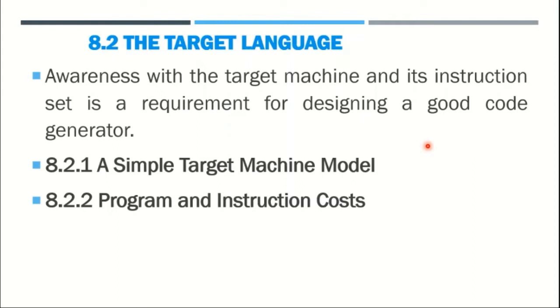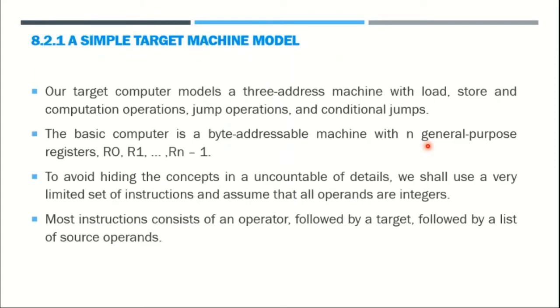So in this session we discuss how we will generate simple target code using a simple target machine model, and how we can calculate the program and instruction costs. Now we discuss how we will develop a simple target machine model. Generally, while generating the target code, we consider three address code as the input.